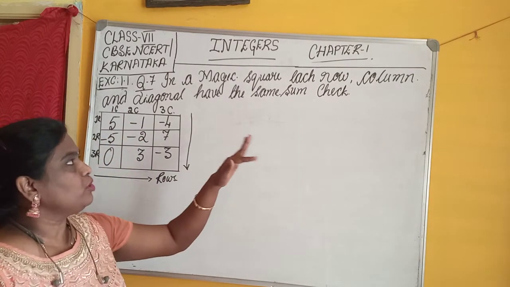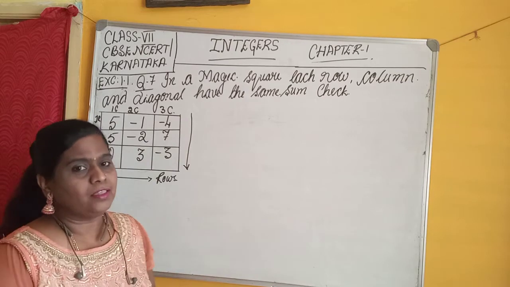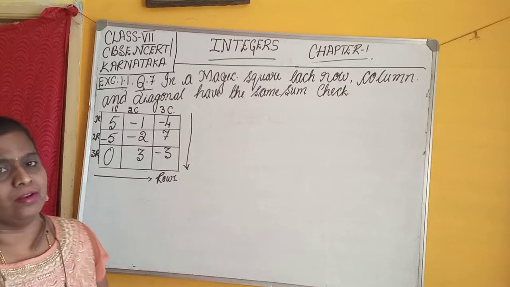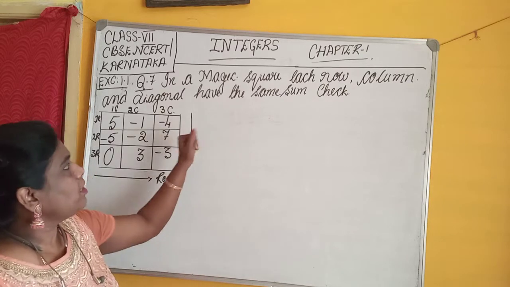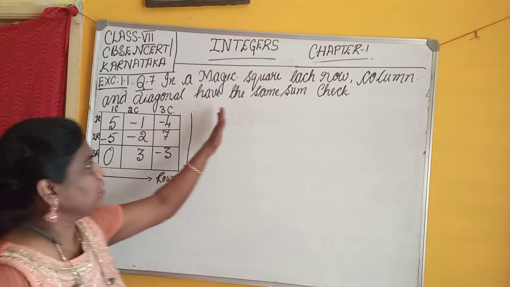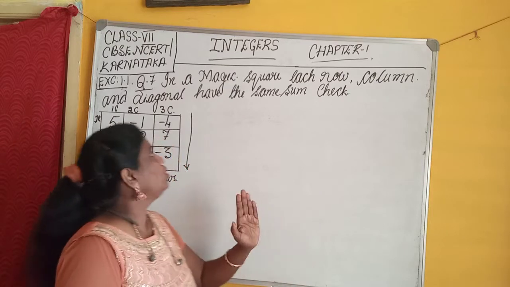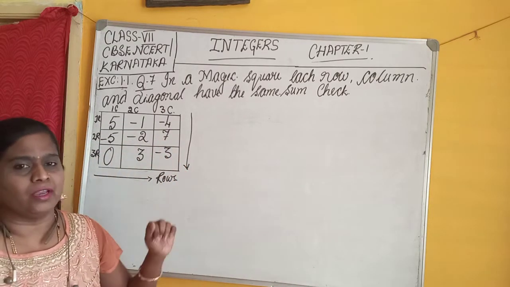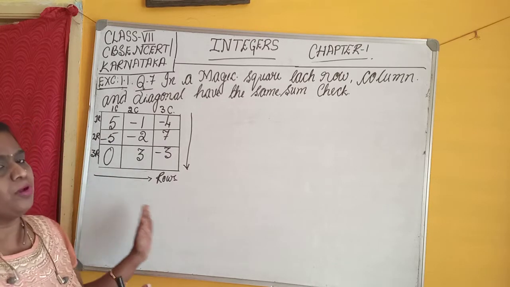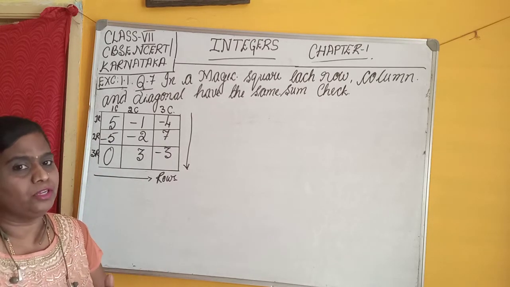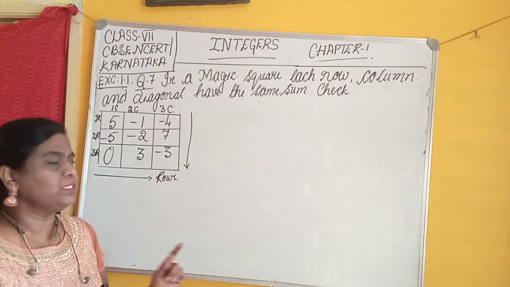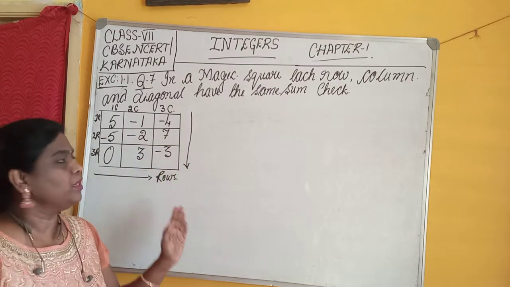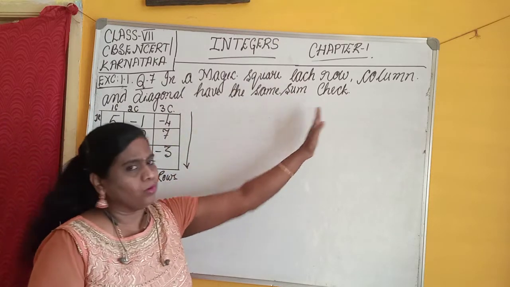Now listen to chapter 1 in integers. In exercise 1.1, the question number is 7. A statement is given: in a magic square, each row, column and diagonal have the same sum. Check. In this problem, two magic squares are given. We have to check which is a magic square, having the same sum along the rows.